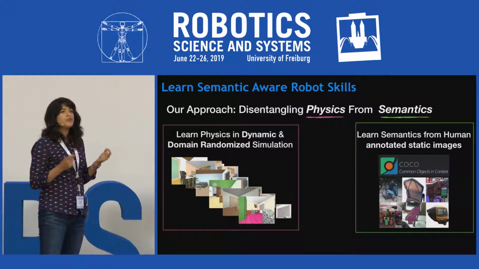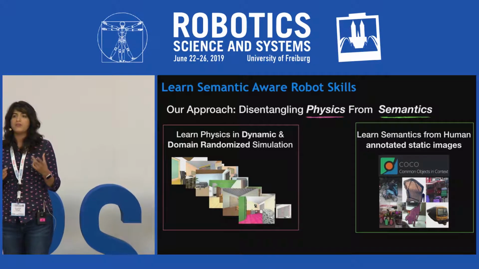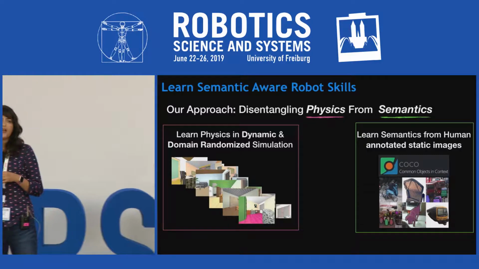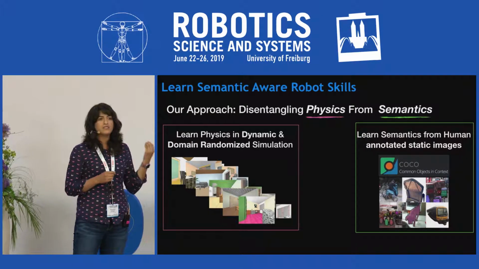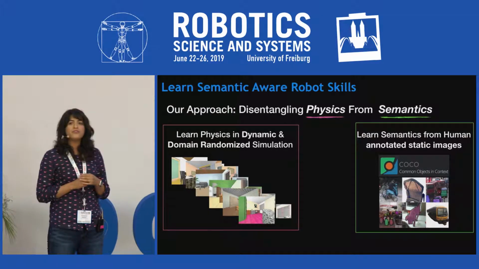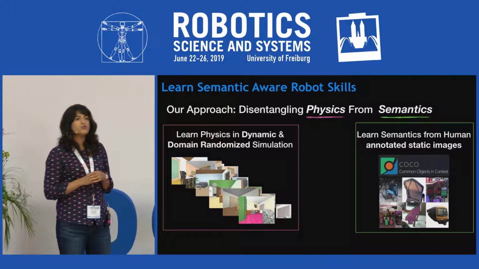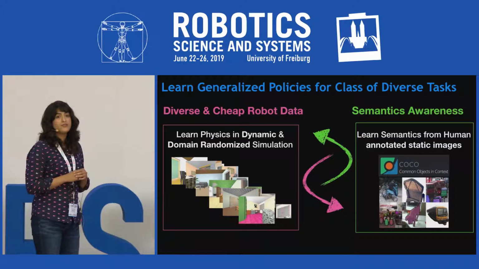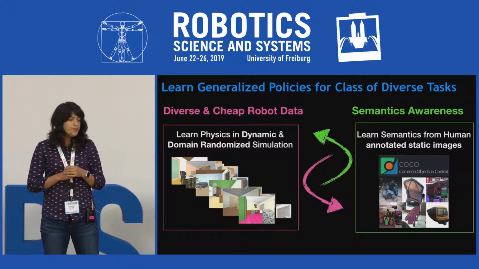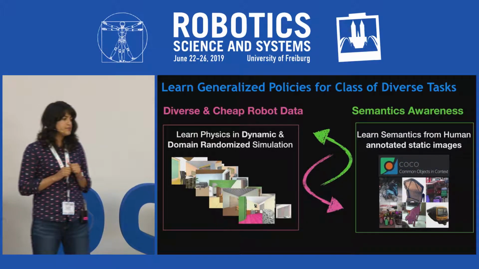Essentially, we aim to propose a method to become domain invariant by disentangling semantics from physics. To learn physics, we use a domain randomized simulation environment, and to learn semantics, we use static real images annotated by humans. And we use their interplay to learn the policy.